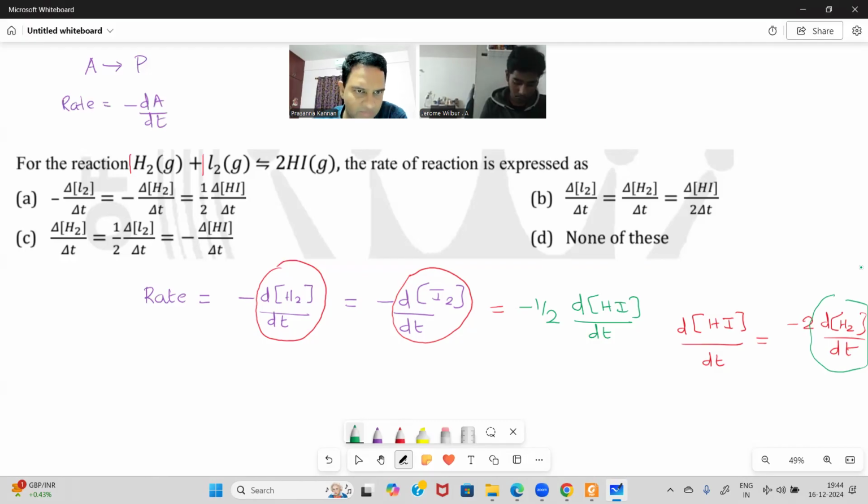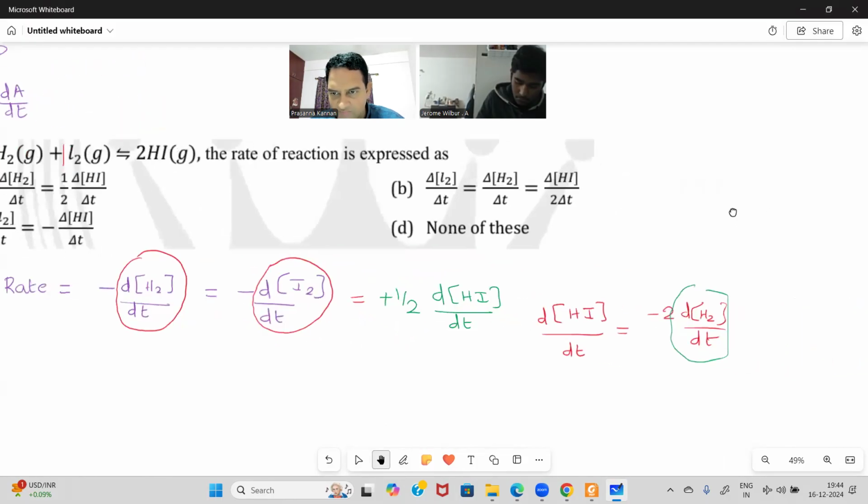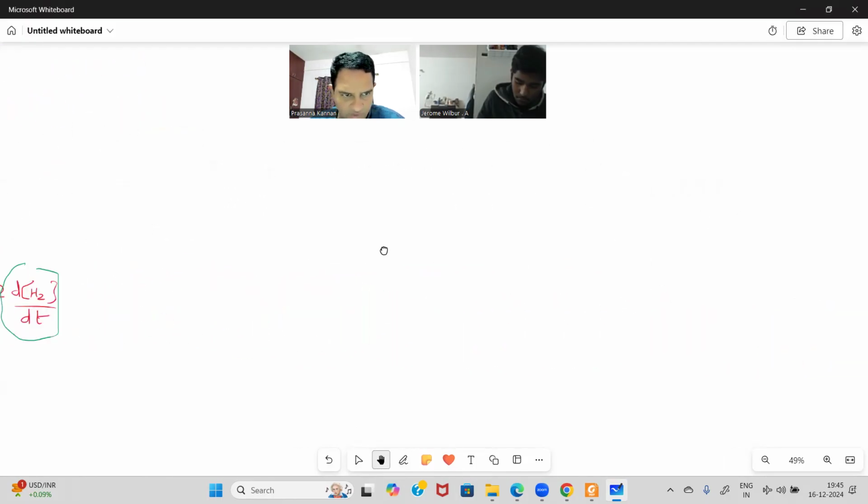Yes, sir. So not minus, it's plus, correct? Because it's a product. So among the following, which is the right answer? First option, of course, right? So I think it's clear now why it is so. That's why we divide by the stoichiometric coefficient. Okay, let's move on to the other concepts which we have learned. In brief, we will look at them now.